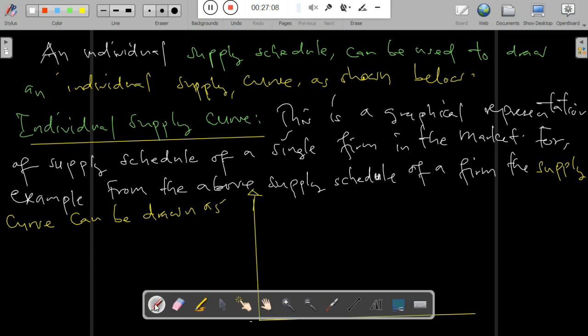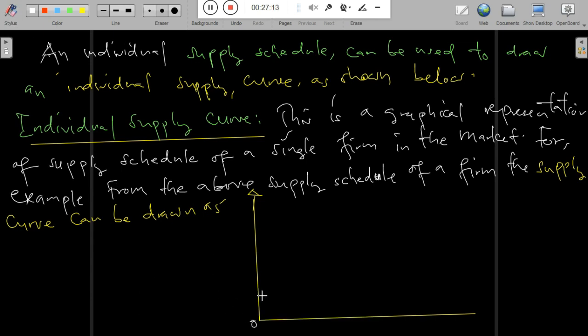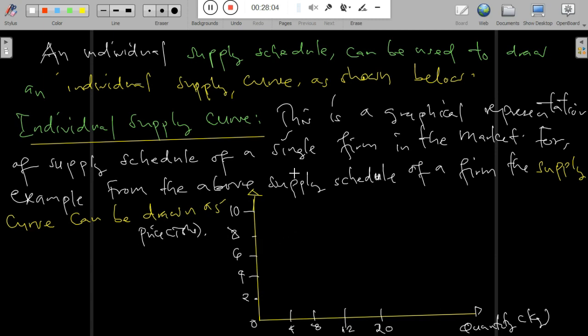Since we had the prices 2, 4, 6, 8, and 10, and the quantities 4, 8, 12, 16, and 20, when you draw the supply curve, it means that at a price of 2, the quantity supplied in kilograms was 4. At a price of 4, meaning the price has increased from 2 to 4, the quantity offered or supplied was 8. At a price of 6, the quantity supplied was 12 kilograms. At a price of 8 shillings, the quantity supplied was 16. At a price of 10, the quantity supplied was 20.